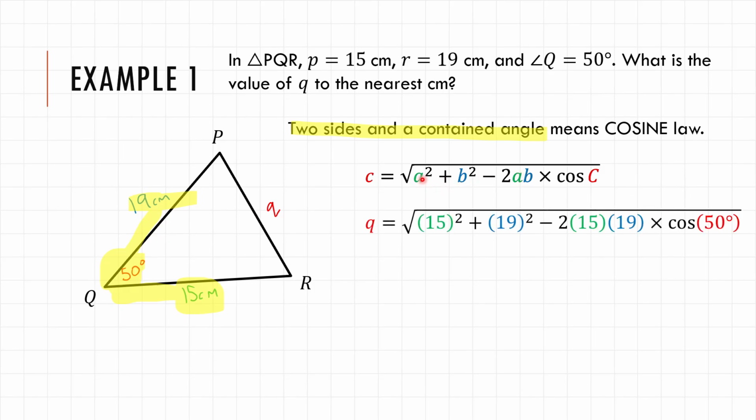I'll just write that down here. So that's P, which is 15. That's R, which is 19. The angle that is contained in between them is 50 degrees. And if I evaluate all of this by putting it into my calculator all at once, I'll find out that the length of Q is about 15 centimeters, 14.819 with some more decimals after that.